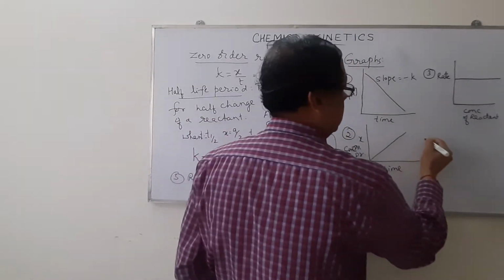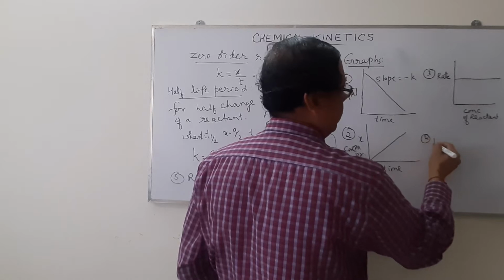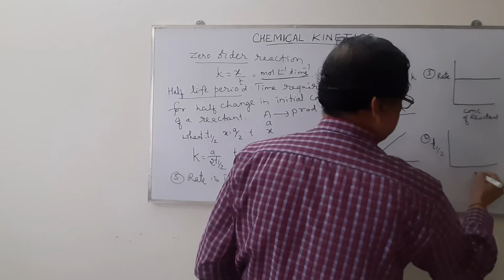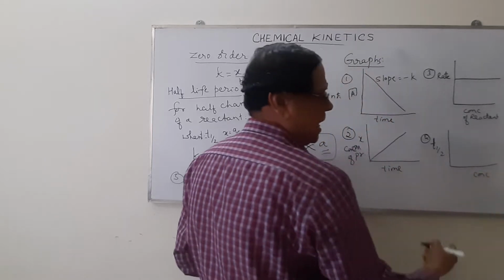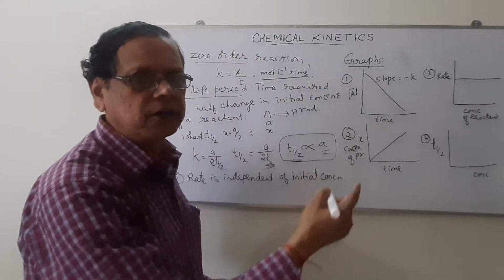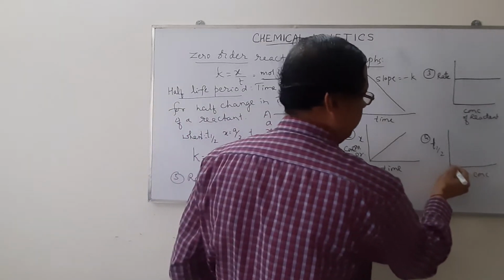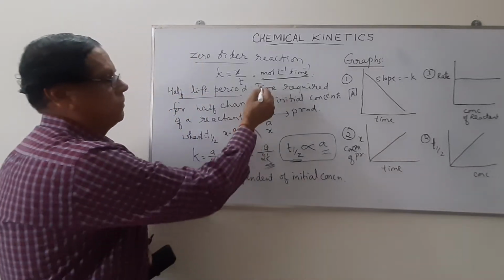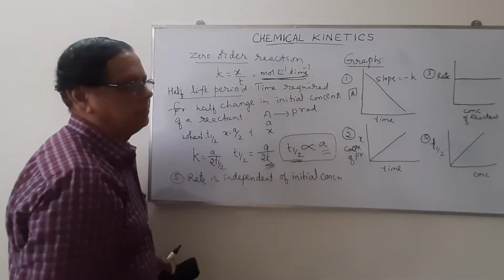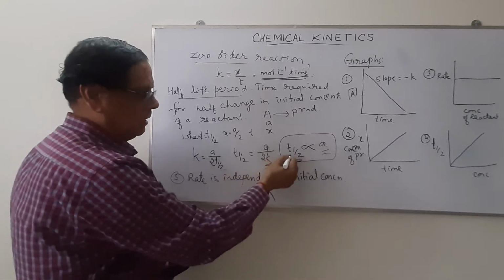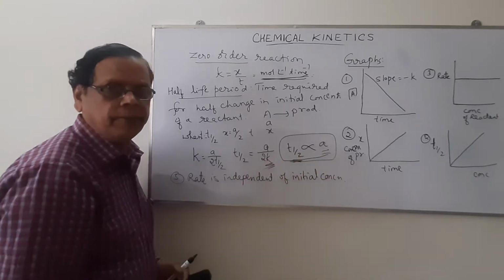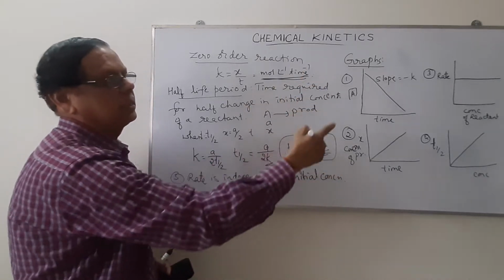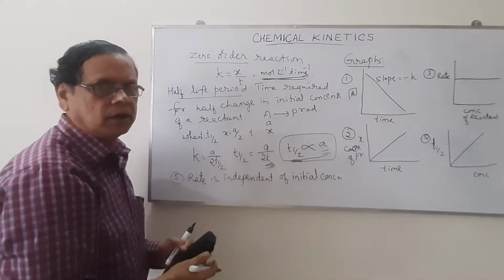Then if you consider the half-life T half versus concentration, as the concentration increases, half-life also increases. Therefore, we have this graph like this. Since mole per liter per unit time is the unit, T half is directly proportional to A, and the rate is independent of initial concentration, we can use various graphs to indicate the zero order reaction.